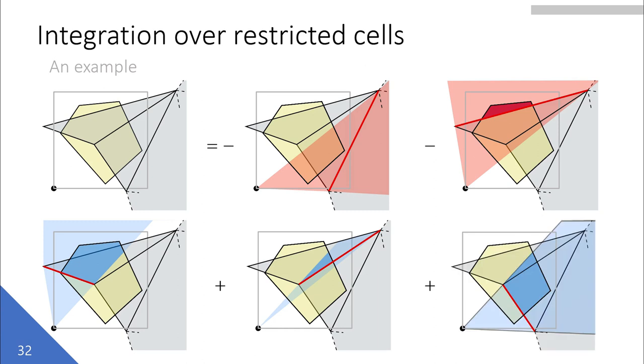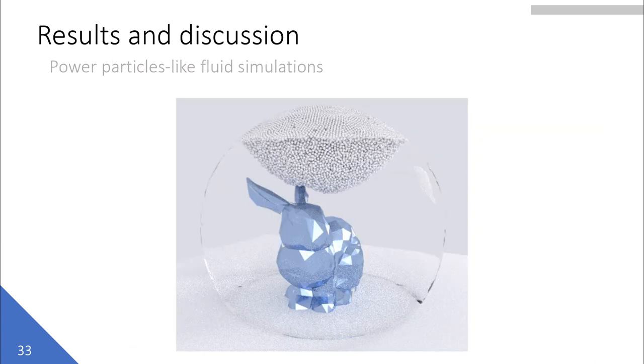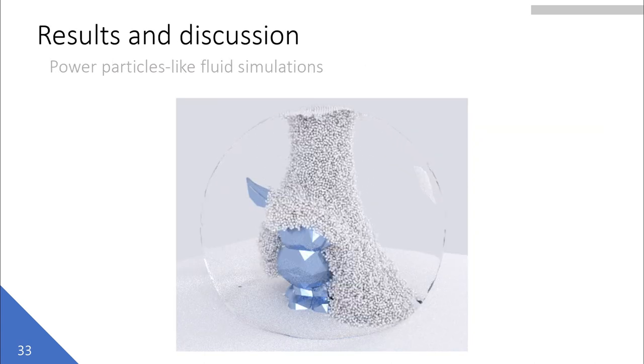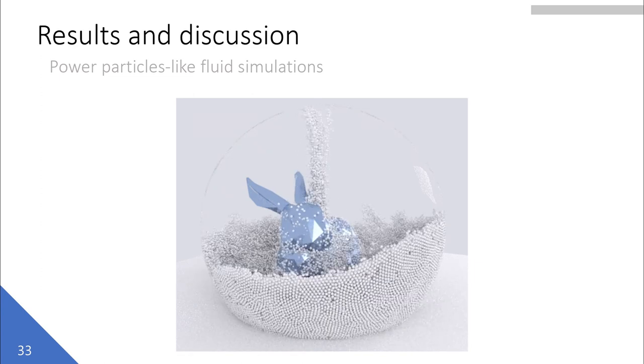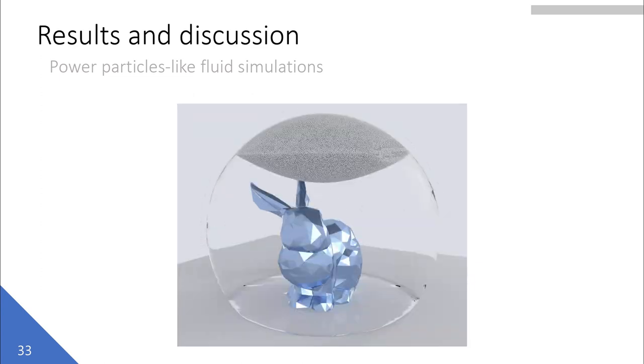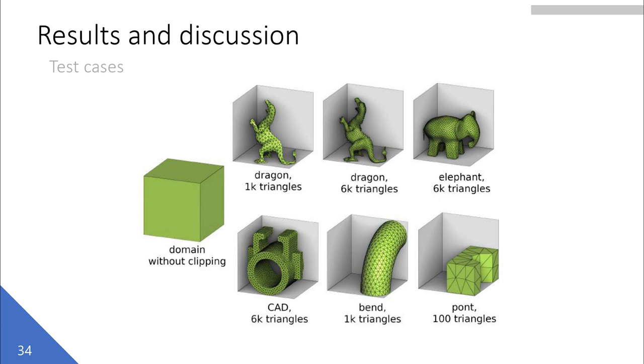Now, we will show you the result obtained for an application, power particle-like fluid simulation. Then we will discuss the results obtained. So, it's an example of our application, power particle-like fluid simulation. Now, let's talk about timing. First, here are the domains we use to evaluate the performance of our algorithm.